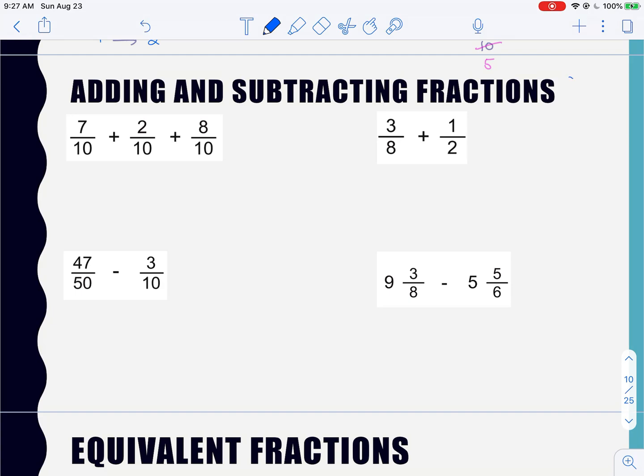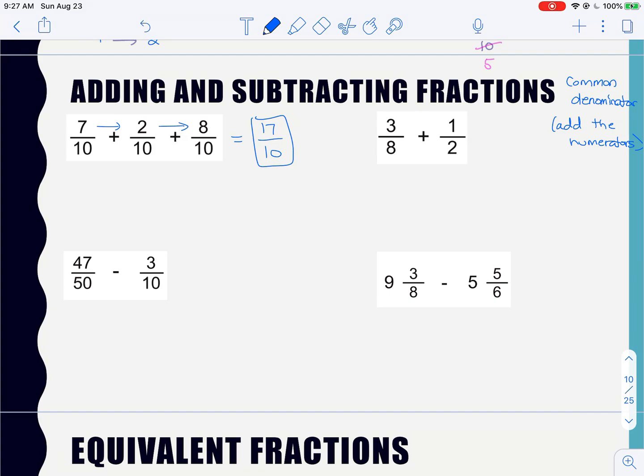When you are adding fractions, you need a common denominator. So adding and subtracting fractions, you need a common denominator. So if you look at our first ones, we have a common denominator. And then you just add the numerators once you have a common denominator. So 2 plus 7 is 9, and 9 plus 8 is 17. So this is going to be 17/10. The denominator stays the same.